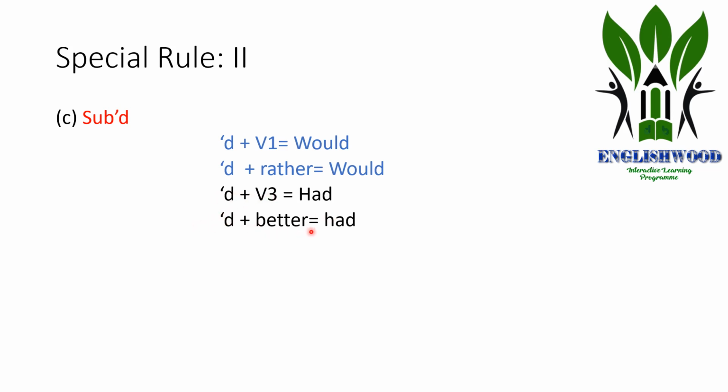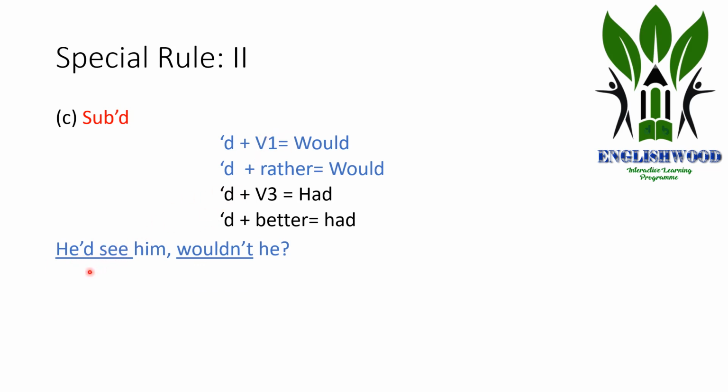But 'd plus verb 3 means she had, okay, she had played. 'd plus better means she had better. So here, when apostrophe d plus verb 1, it is would; apostrophe d plus rather, would; but apostrophe d plus verb 3, had; and apostrophe d plus better, had. So had done, had better; would rather, would play, would work, would help, etc.